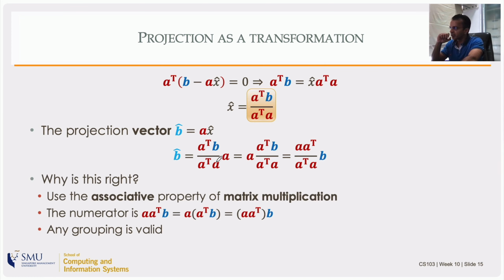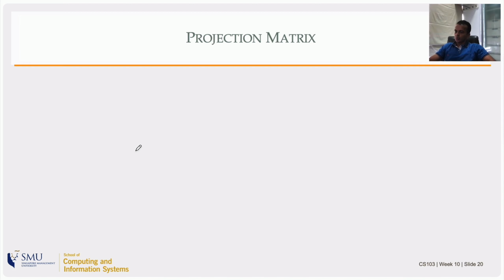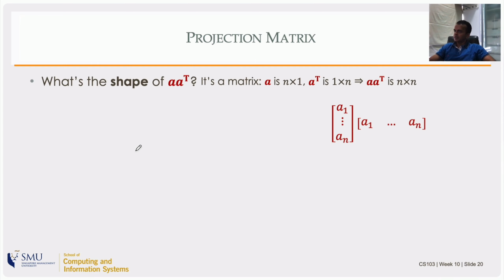So now, how could I write these things? Because I have the associative property of matrix multiplication, I can group them in any way I want. I can do any multiplication first. A A transpose b is the same as A times A transpose b, and I can basically group them in any way I want. Any grouping is valid. And if there is a scalar multiplication, I can always move that scalar around. So all those things are fine. So we came up with the projection as A A transpose divided by A transpose A.